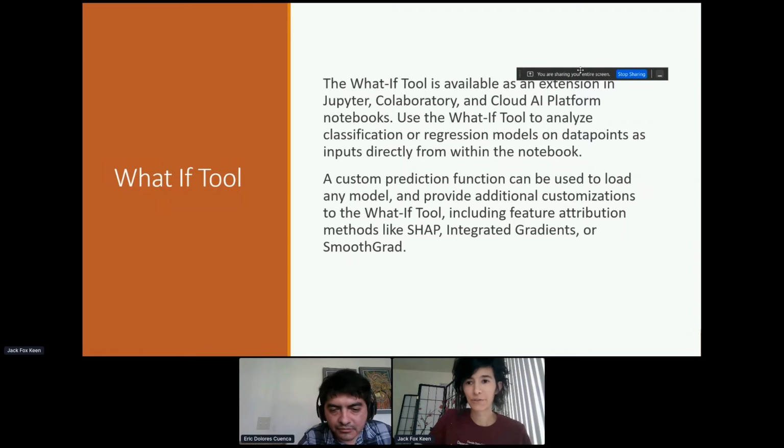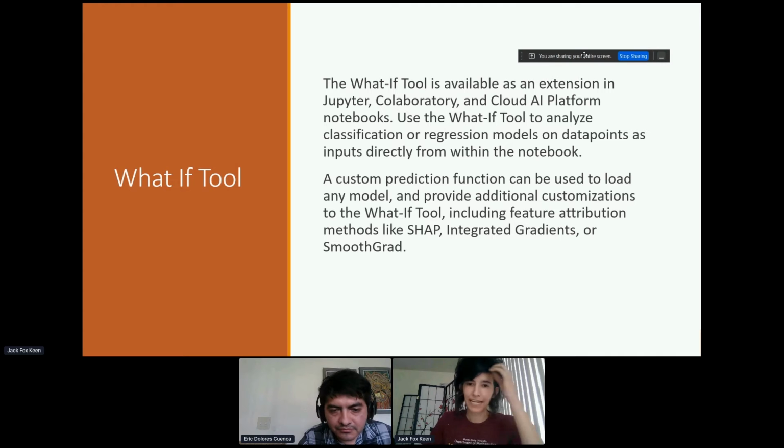And so this is another tool called the What If tool. I'll go over it briefly, but I'm going to let Eric explain this. So the What If tool is available as an extension in Jupyter, Collaboratory, and the Cloud AI platform notebooks. And it's used to analyze regression models and classification models on data points, such as inputs directly from within the notebook. And a custom prediction function can be used to load any model and provide additional customizations, including feature attribution methods like SHAP, integrated gradients, or smoothgrad. And I will let Eric continue.